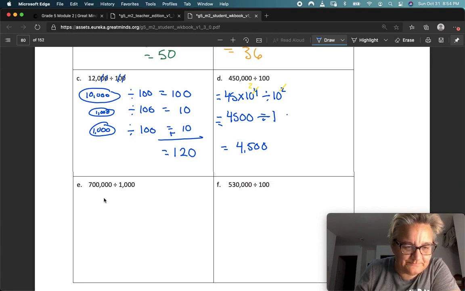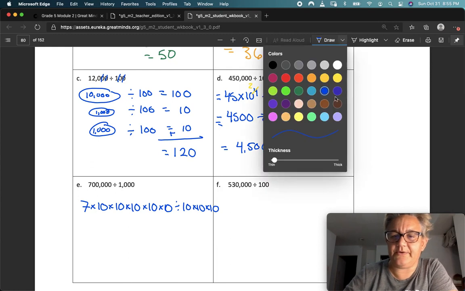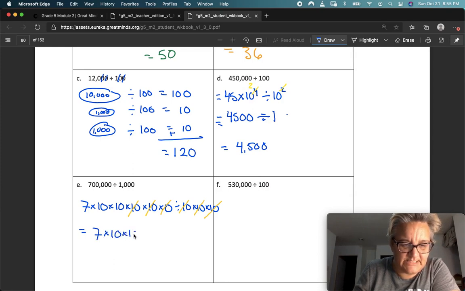700,000. So how do I want to do that? 1, 2, 3, 4, 5. 7 times 10 times 10 times 10 times 10 times 10. Okay. Divided by 10 times 10 times 10. Okay. So whatever I do to the left, I have to do to the right. If I take off this 10 and that 10, this 10 and that 10, this 10 and that 10, what I'm left with is 7 times 10 times 10 divided by 1, which equals 700 divided by 1, which equals 700.